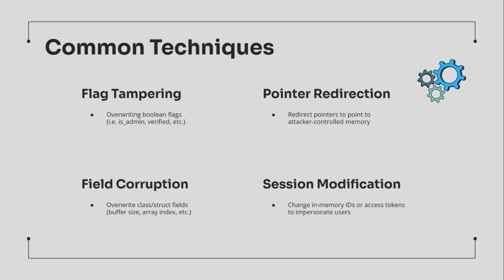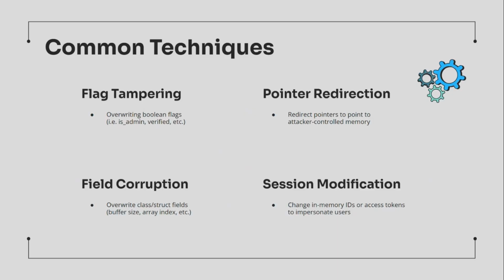Next, pointer redirection will redirect a data pointer to memory controlled by the attacker. So instead of with the control flow attacks where they redirect function pointers, here the attacker would redirect a variable pointer to point to data that the attacker can input.